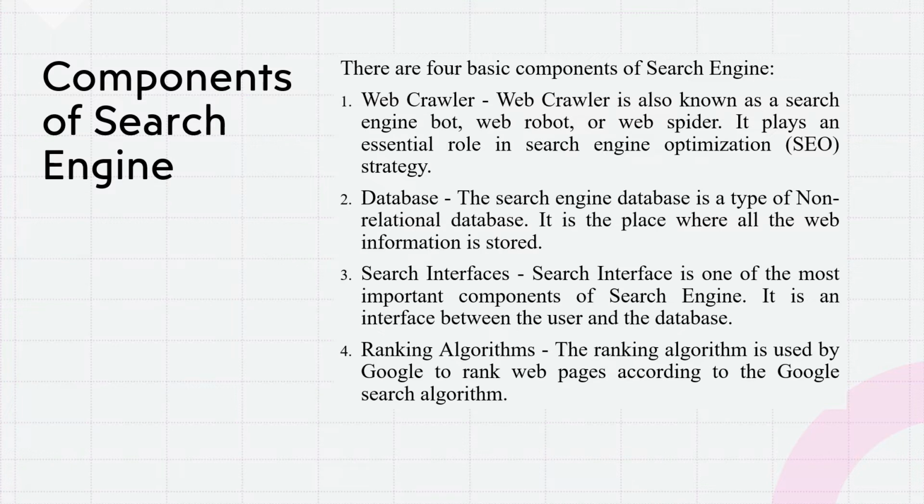Database. The search engine database is a type of non-relational database. It is the place where all the web information is stored. It has a large number of web resources. Some of the most popular search engine databases are Amazon Elasticsearch and Splunk. There are two database features that can affect search results. One is the size of the database and the second is the freshness of the database.